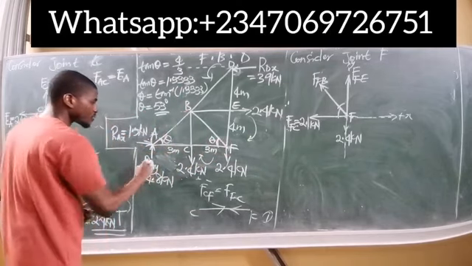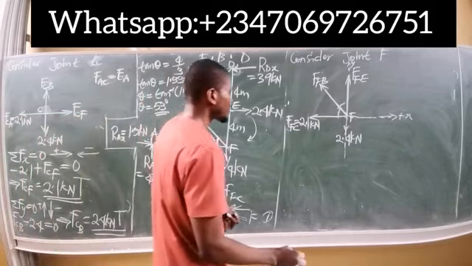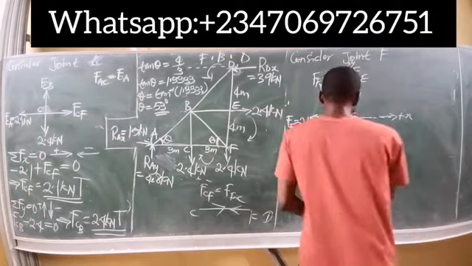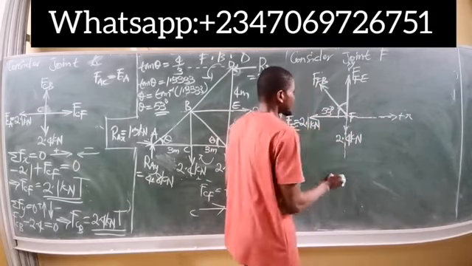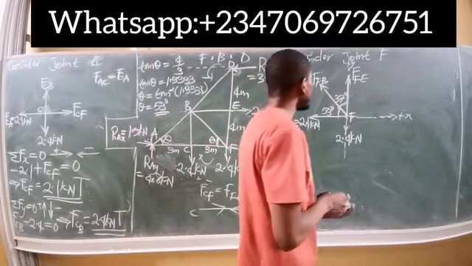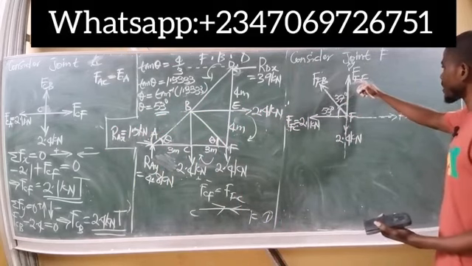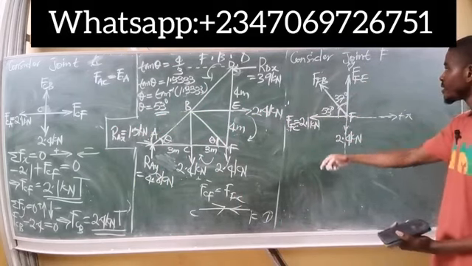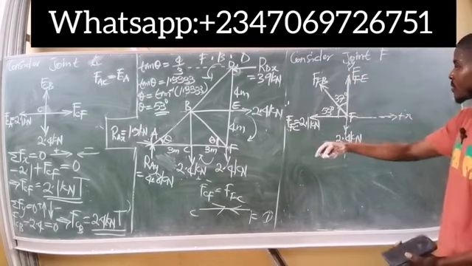When angles correspond, the values are equal. So the angle here is also 53 degrees, which means the angle here is 53 degrees. So if here is 53, of course, here will be 37 degrees. So all we need to do is simply what? Resolve this force to vertical and horizontal components, since it's inclined.